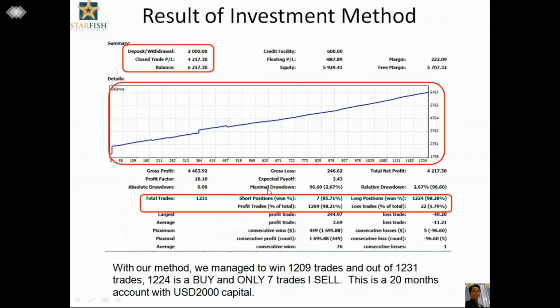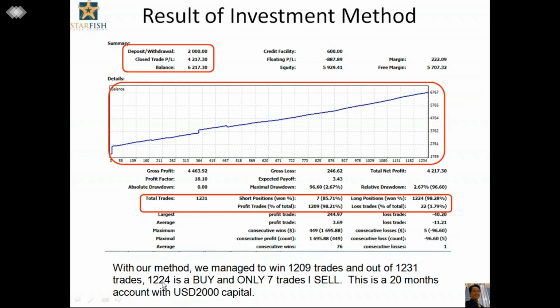Okay. This is one of the results using an investment method. First of all, you see the deposit is 2,000, first profit is 4,002. You look at the chart, it's nicely all the way up. This example shows total trades of 1,231. The profitable trades are 1,209. We lost 22 times. The accuracy report is 98.21%. Okay, with our method, we managed to win 1,209 out of 1,231.